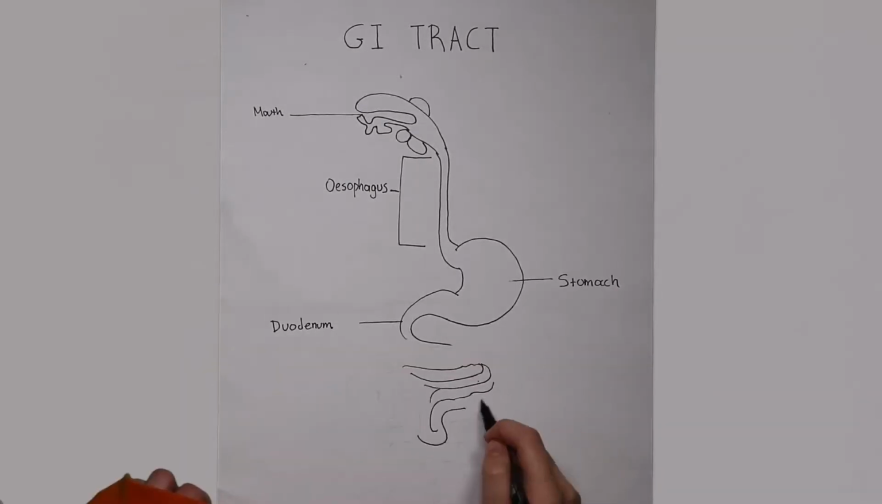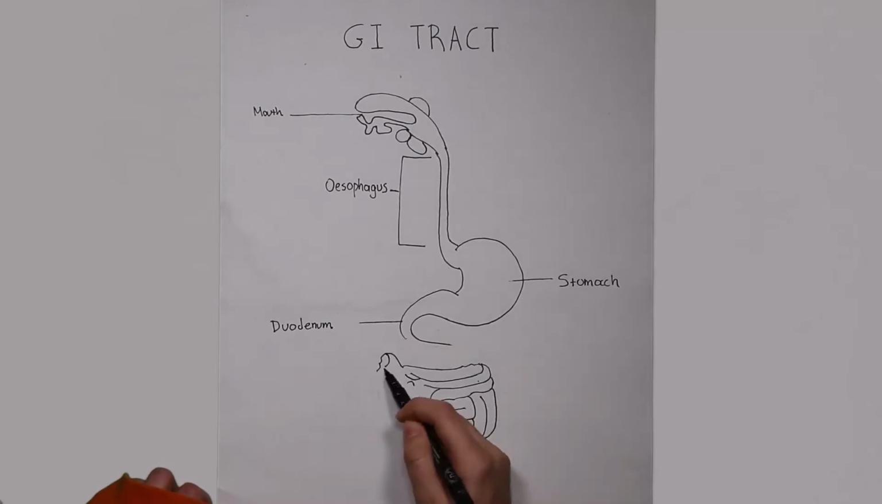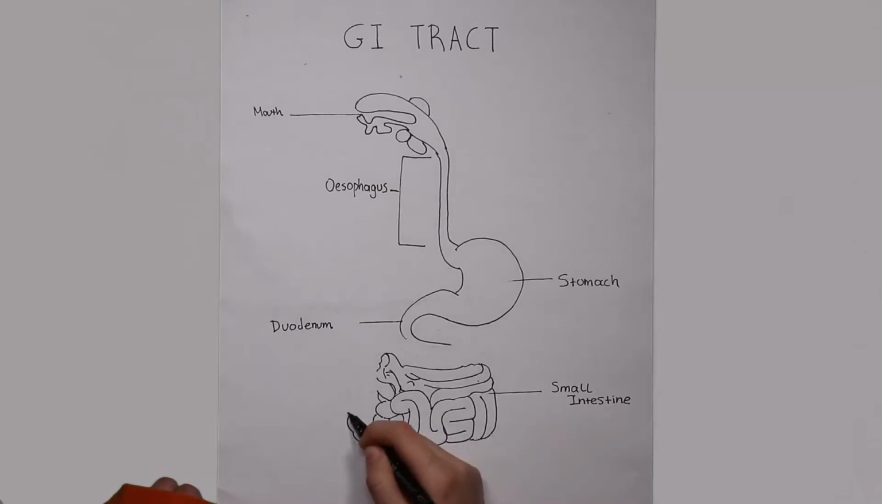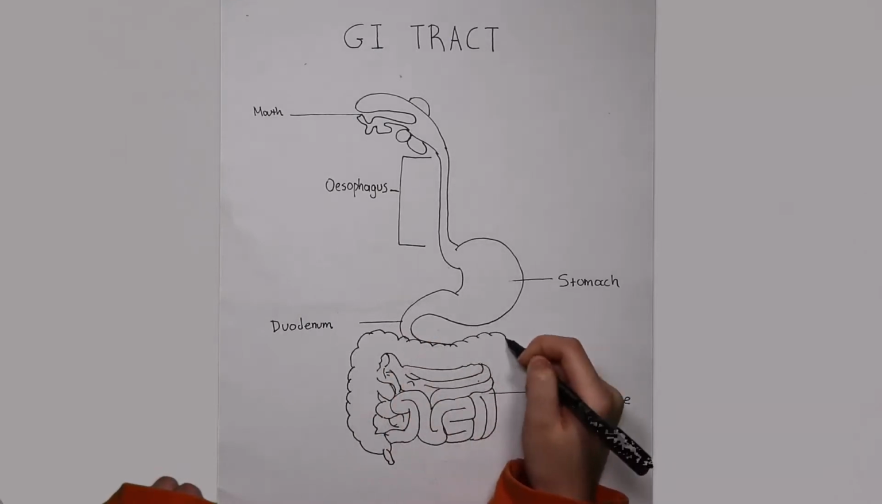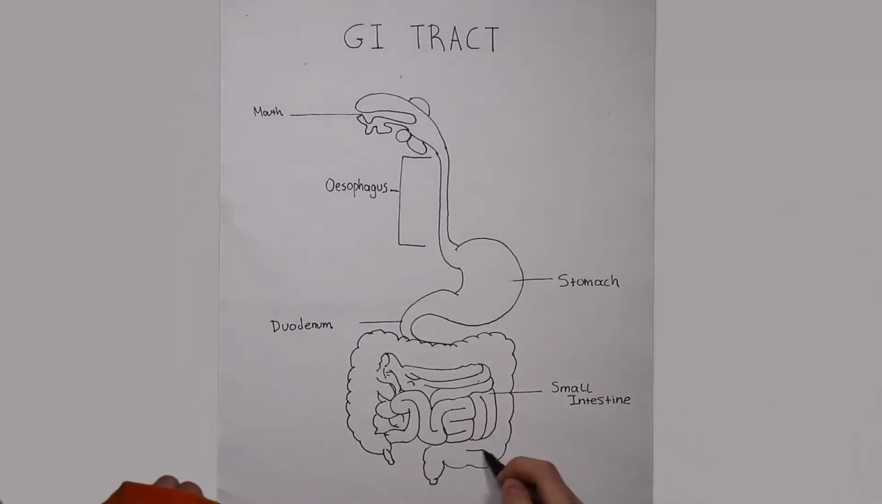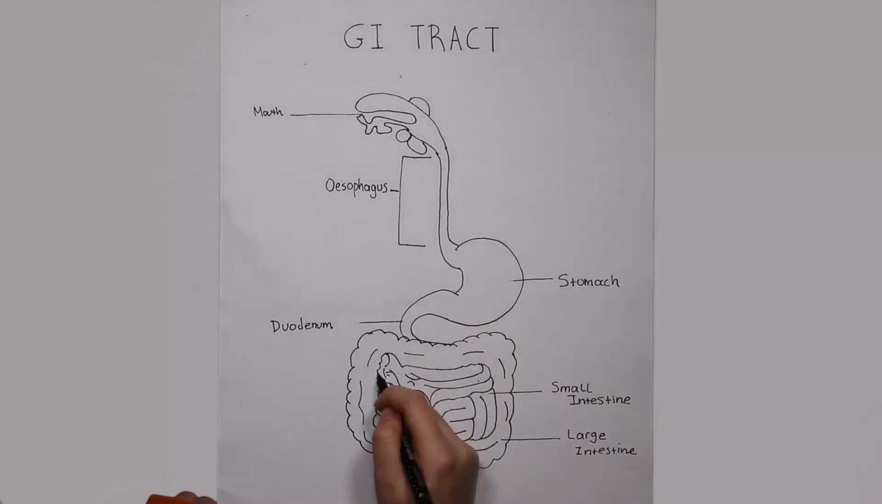The small intestine is where nutrients are absorbed. And the large intestine is where mainly water and salts are absorbed. The contents that are not digested are stored in the rectum until they are excreted through the anus as feces.